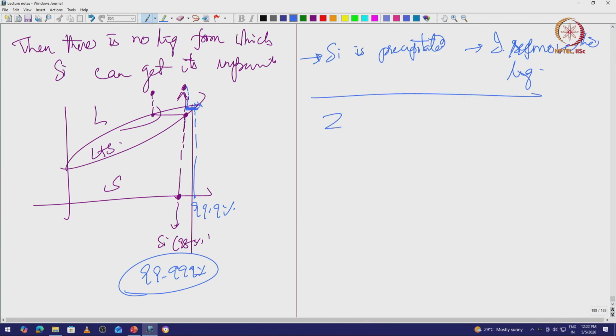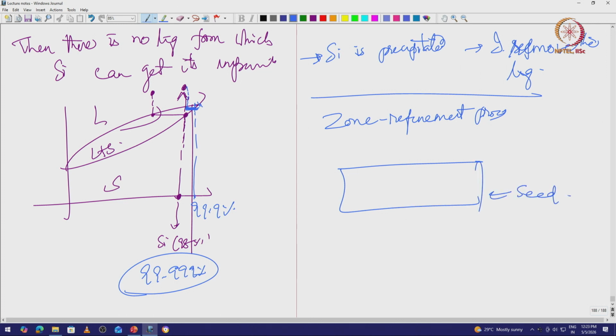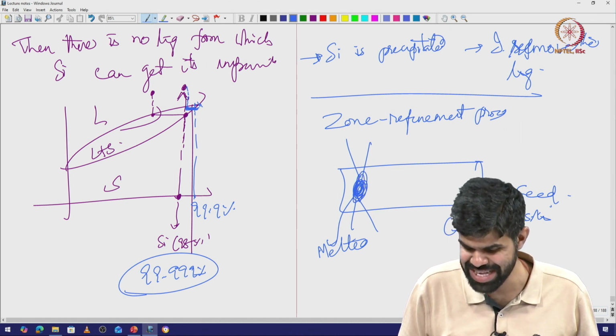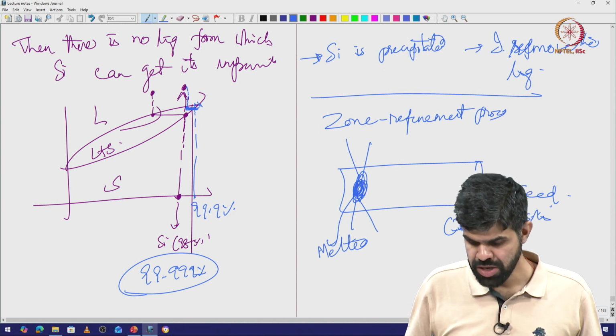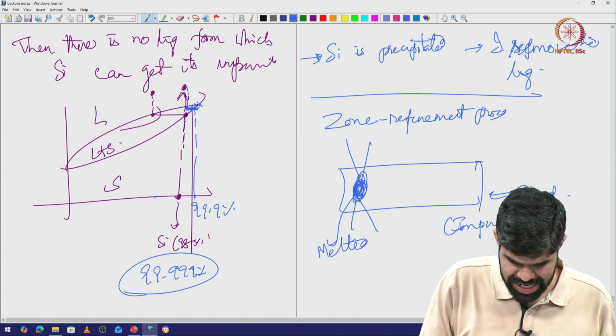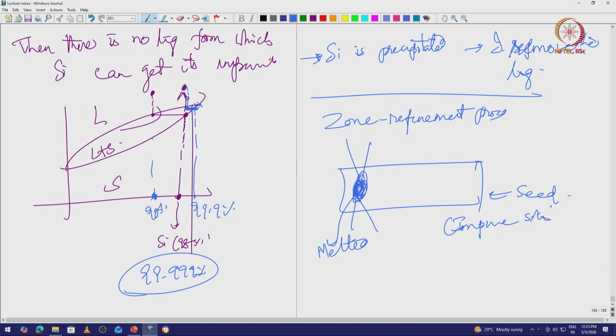This is what is implemented in what is called the zone refinement process, where I have a solid. This is a seed crystal, as they call, this is an impure solid, and I have to purify it. So, what do I do? I have all these LED lamps, and that is going to locally melt the material. You focus these LED lamps using some parabolic mirrors and things like that, and then you melt this region. And so you have then gone from 90% into the melt phase.